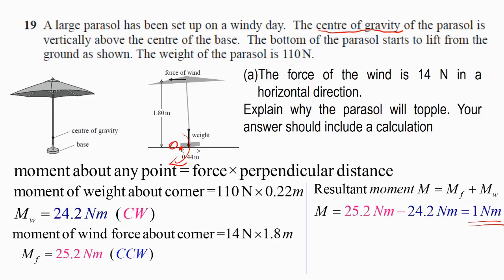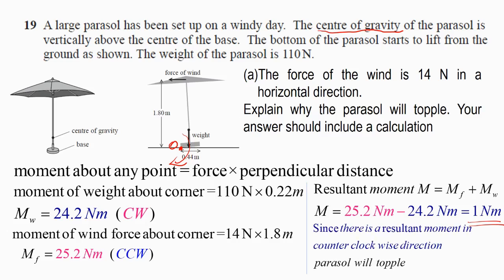That means in this system there is a net moment of 1 Newton meter in the counterclockwise direction. So it is clear that this system should rotate in the counterclockwise direction just due to the 1 Newton meter resultant moment. Since there is a resultant moment in the counterclockwise direction, the parcel will topple.